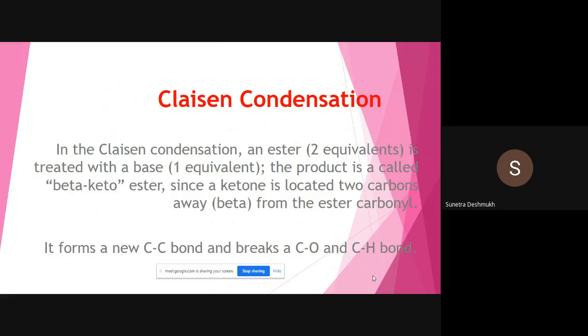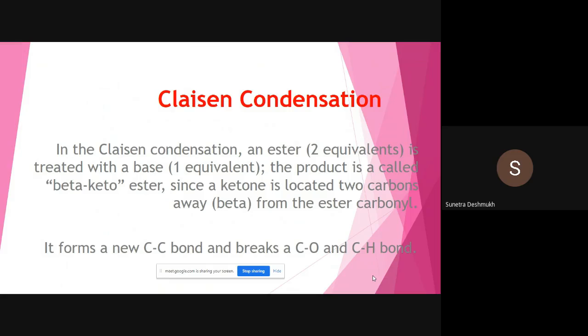Okay, so today we will discuss two different reactions. The Claisen condensation reaction, I think you are quite familiar with this reaction, because I think you have also studied it in the 3 years of your BSc.